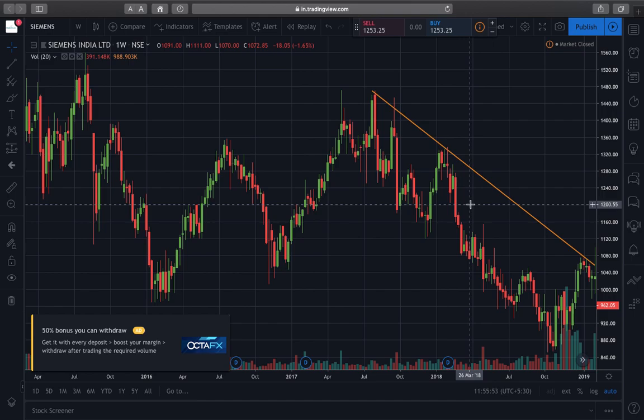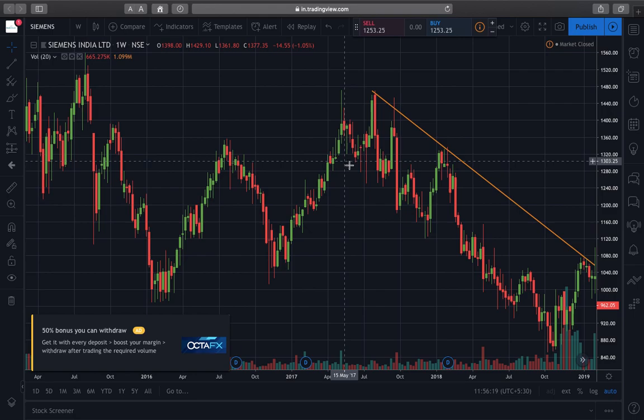Rule number 3, the duration of the trend line. Let's see what's the duration of this trend line. This trend line started somewhere in July 2017 and is there up until January 2019. That's roughly about a year and a half. A trend line with a duration of about a year and a half is definitely a significant trend line. So rule number 3, check.